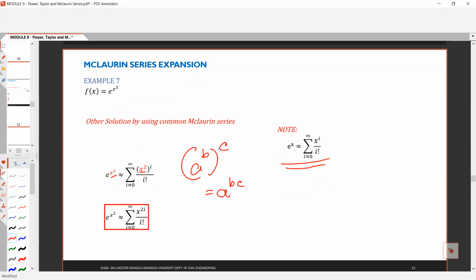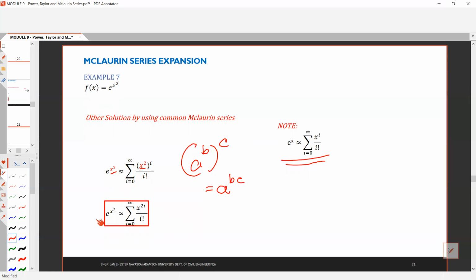Okay, nagmo-multiply yung powers. Okay, if you recall your this one. So that is simply e raised to x squared is approximately summation of x raised to 2i over i factorial starting from i is equals to 0 to infinity. Okay, so this is the final answer for this Maclaurin series expansion.